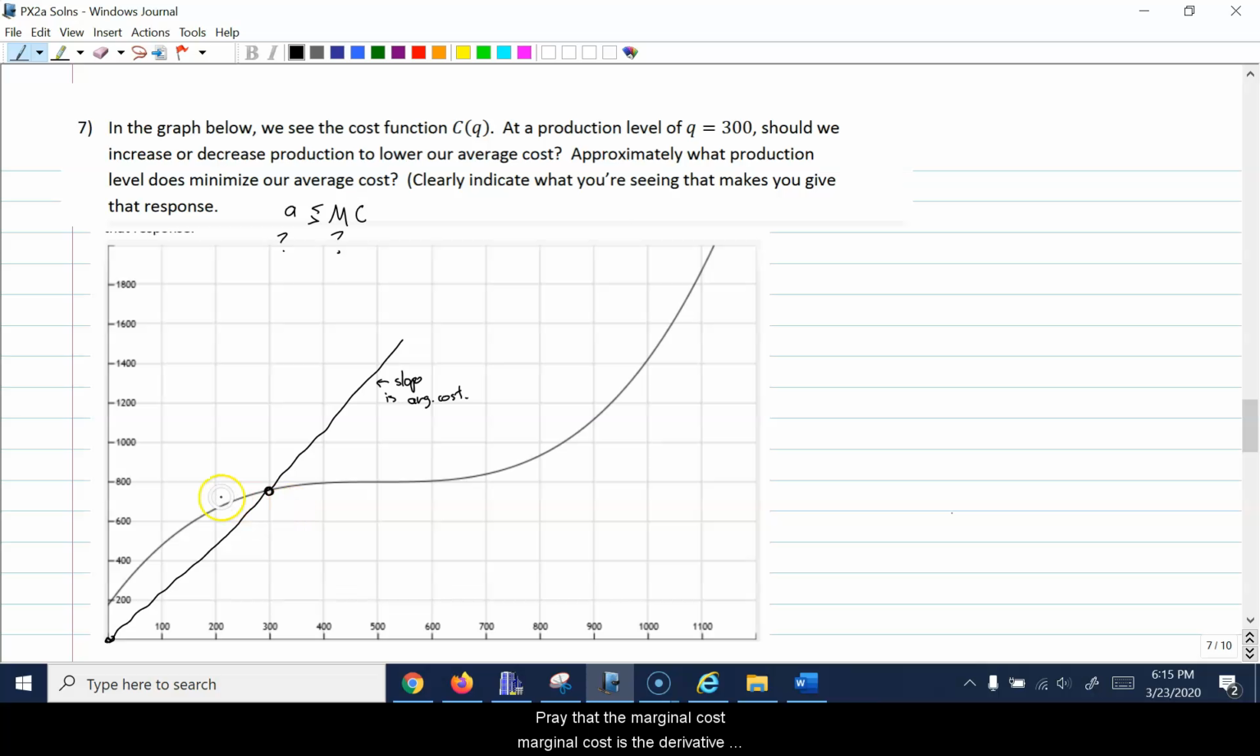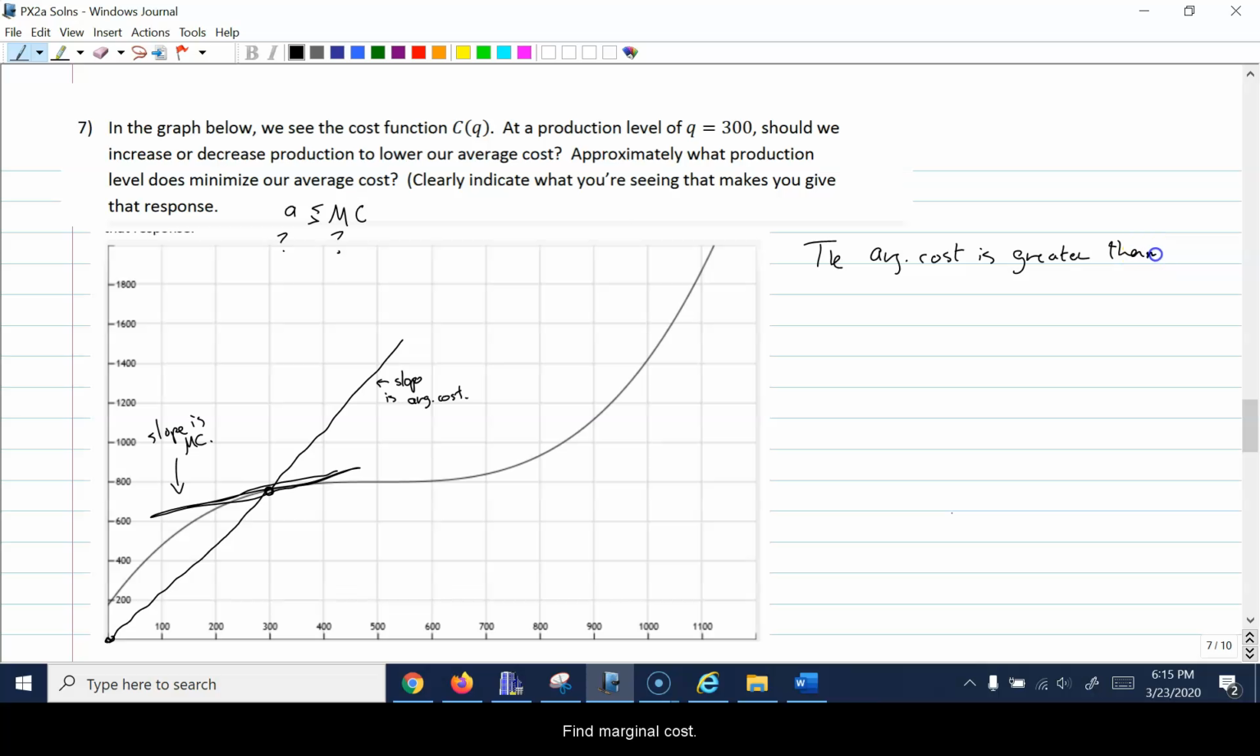Compare that to the marginal cost. Marginal cost is the derivative, the tangent line. Here the slope is the marginal cost. I haven't drawn these very well, but I don't have to draw them very well to see that this line is flatter than that line. The average cost is greater than marginal cost.